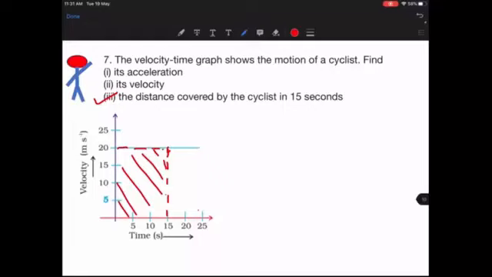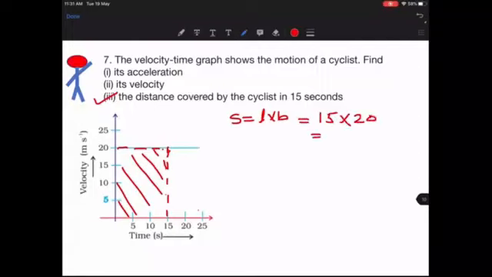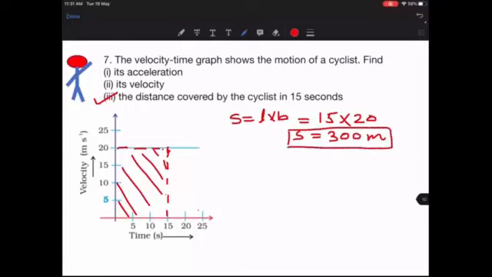So let's first calculate the distance. Distance is L into B, which is length into breadth, because it is the area of this rectangle. Okay. So what is the length? Length is 15. What is the breadth? Breadth is 20. So you will be getting 300 meters. So we have straight away calculated the third part of the question. Okay. It is 300 meters. Is it clear to all of you?